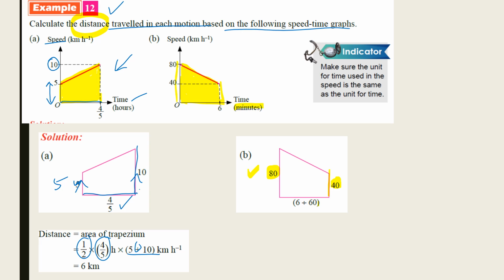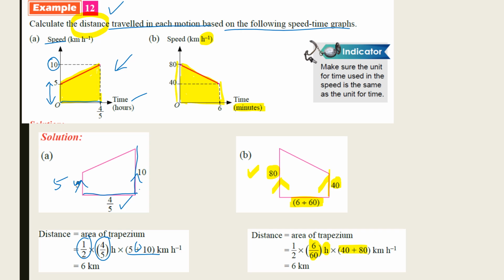But because this is minutes, this is hour, you have to put this one into hour. So you divide by 60. So you get 6/60. It's already in hour. And then you add the parallel lines, and then you will get 6 kilometer. So that is the distance traveled. Easy. You just find the area and then you get the distance.